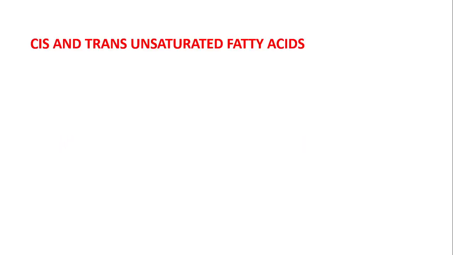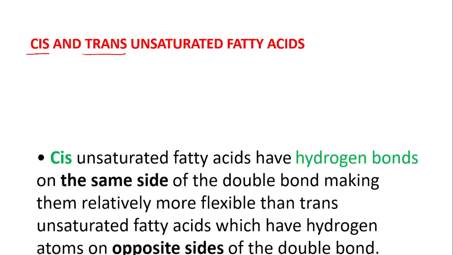Then the same unsaturated fatty acids, because of the presence of the double bond, can be classified into cis and trans. I'll allow some questions after I explain this part. You're going to understand more about cis and trans isomers when you do your organic chemistry with your organic tutor.